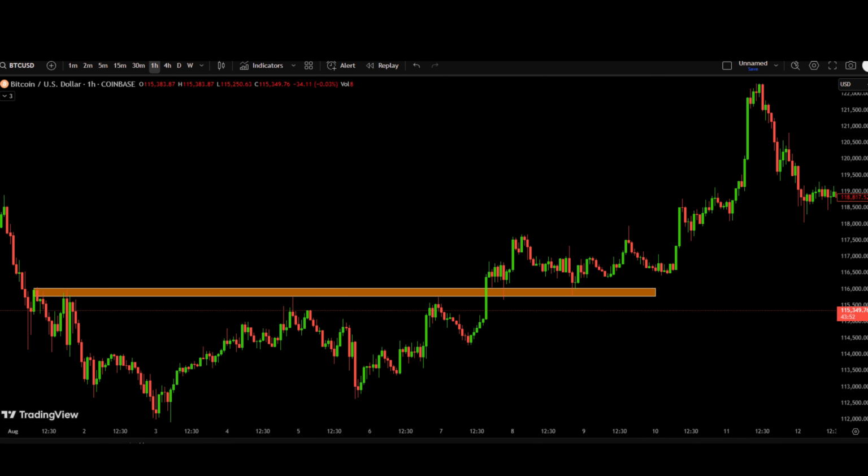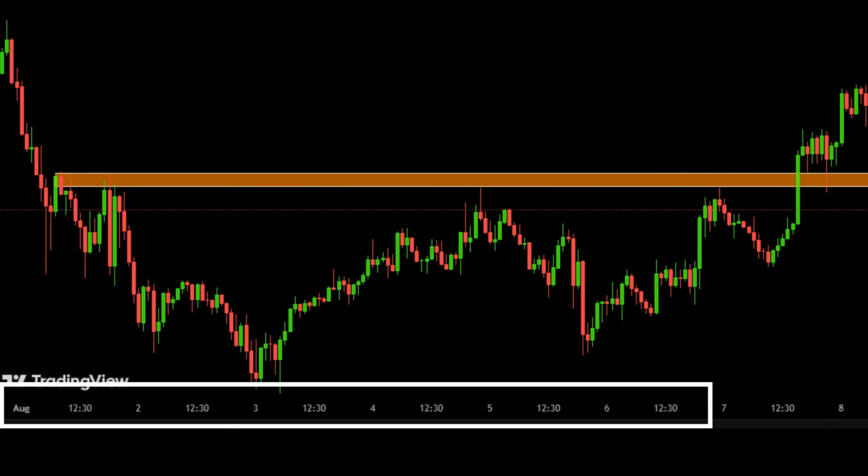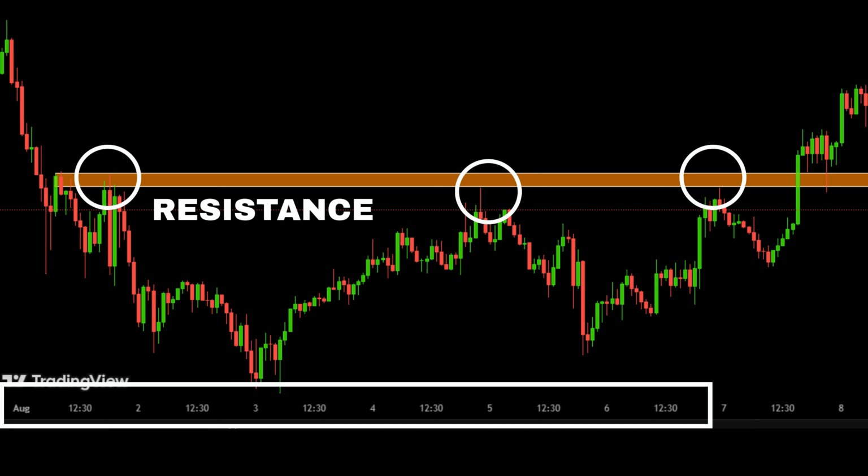On the left side of the chart, in early August, the price is clearly below our yellow zone. Watch what happens every time the buyers try to push the price up into this area. They get rejected. Notice the long wicks on the top of these candles. That's the story of a failed attempt. Buyers pushed with all their might, but the sellers at this $116,000 level were stronger, creating a firm ceiling, or what we call resistance. The story here was simple. Sellers were in control of this key area.